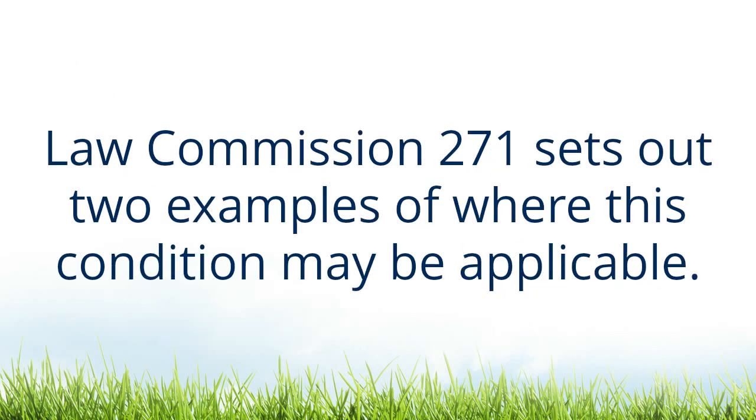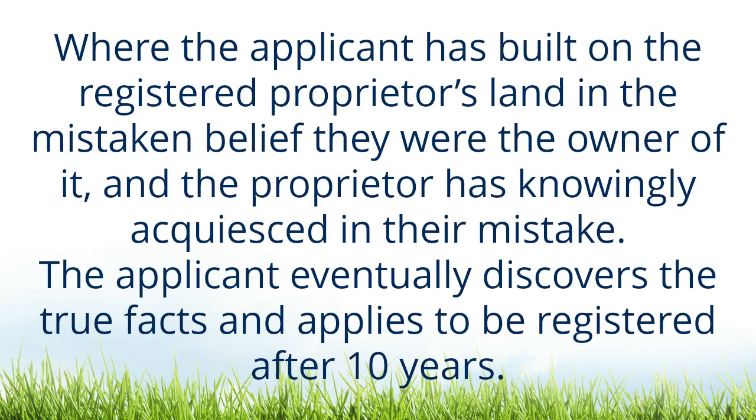Law Commission 271 sets out 2 examples of where this condition may be applicable. Where the applicant has built on the registered proprietor's land in the mistaken belief they were the owner of it, and the proprietor has knowingly acquiesced in their mistake. The applicant eventually discovers the true facts and applies to be registered after 10 years.